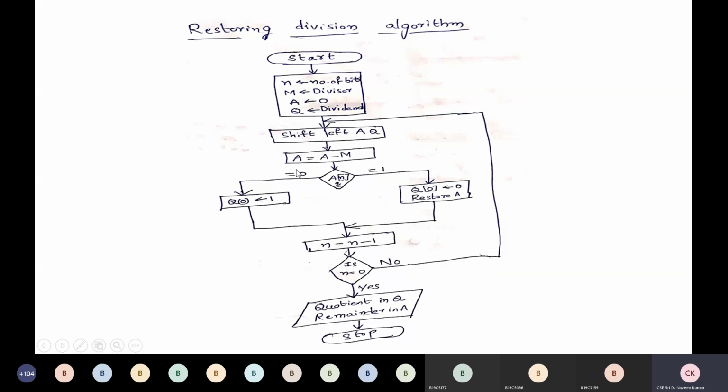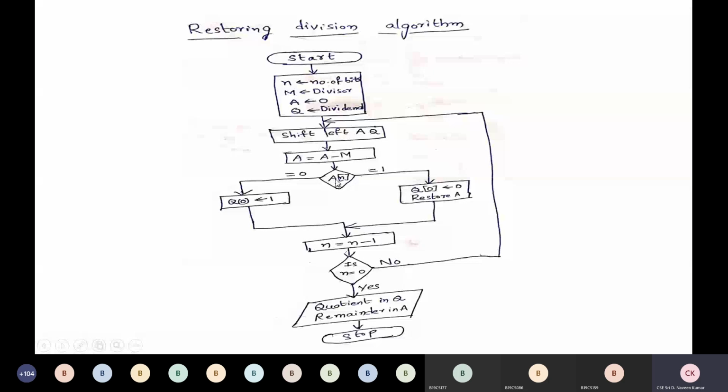If the most significant bit is 1, it means negative, and 0 means positive. So if the most significant bit of A is 1, the content of A is negative. If the most significant bit of A is 0, then the content of A is a positive value in binary format. So we will check either way. If it is negative, we do the restore operation, getting back the 2 again, and setting the quotient bit Q0 to 0.